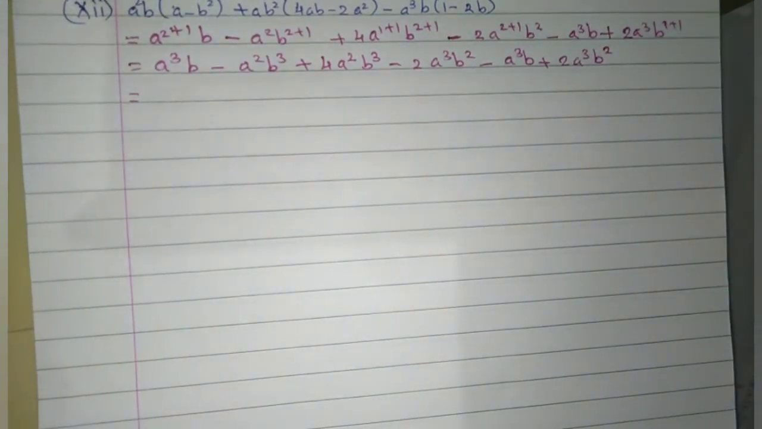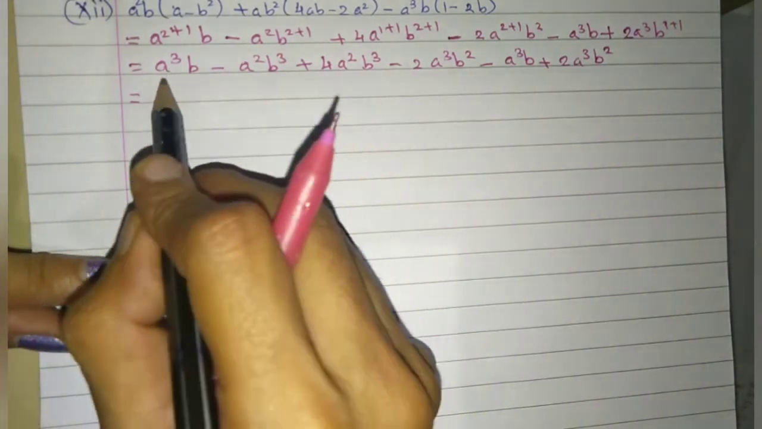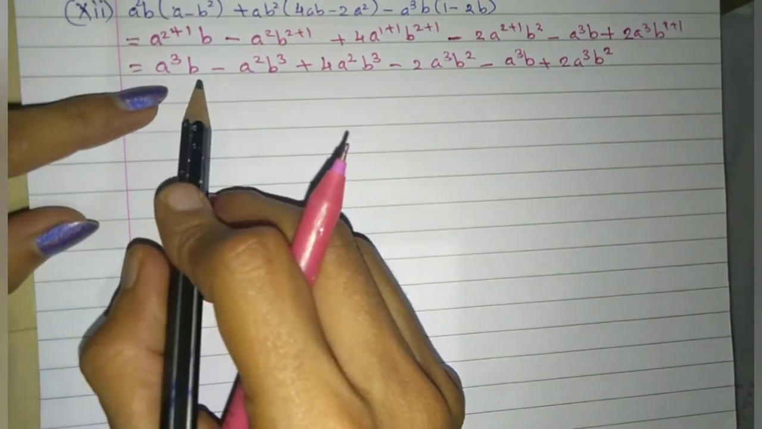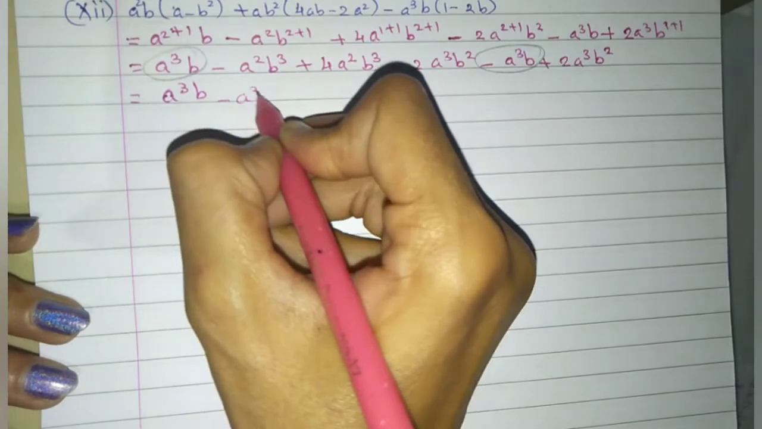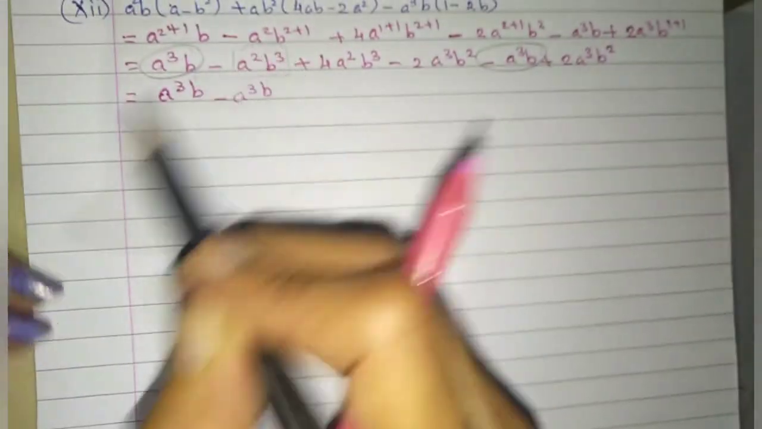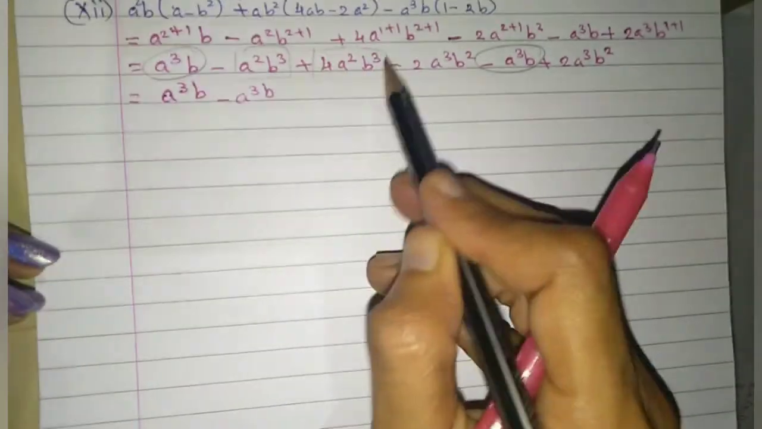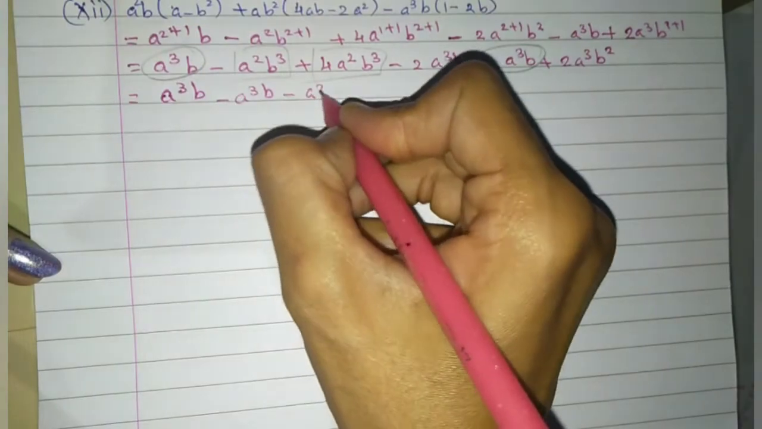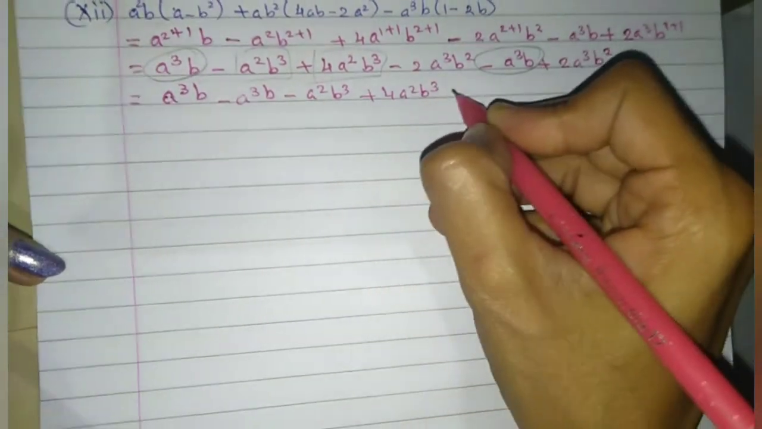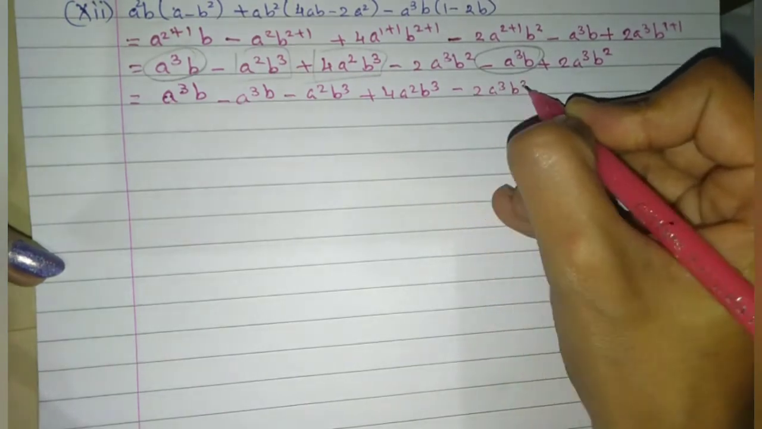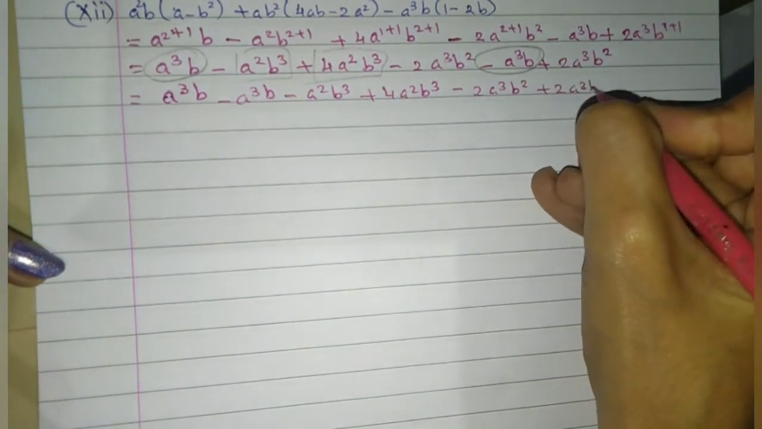Now same powers we have to write together. So a raised to cube b, anything, yes, it is there here, right? So a raised to 3 b minus a raised to 3 b. Another one, a square b cube, this 4 a square, so minus a square b cube plus 4 a square b cube, minus 2 a cube b square and plus 2 a cube b square.